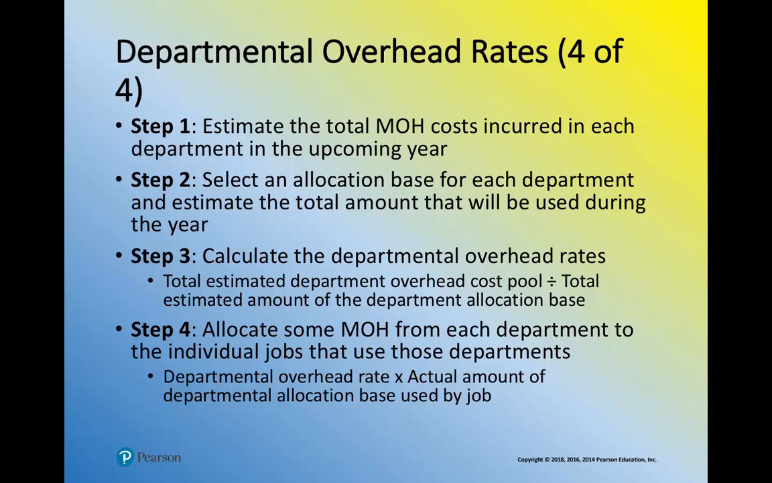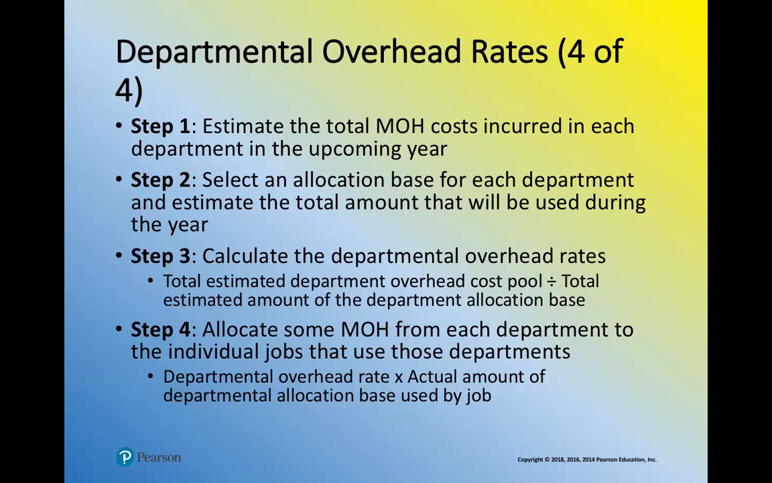For each department now, we're going to estimate the total manufacturing overhead. For each department, we're going to select its allocation base, and then we're going to calculate our departmental overhead rate by taking the overhead allocated in step 1 divided by the allocation base in step 2. From there, we're going to apply it to our jobs based off of the hours or the cost driver used in each one of our departments times that departmental overhead rate.